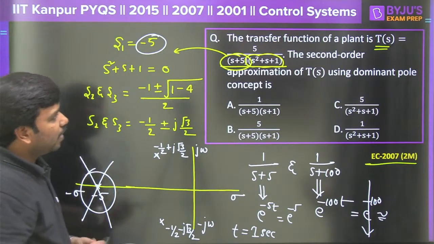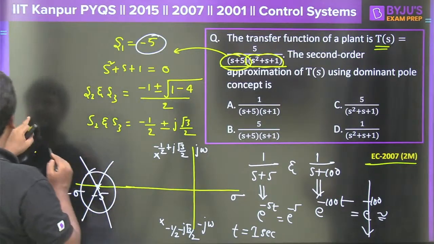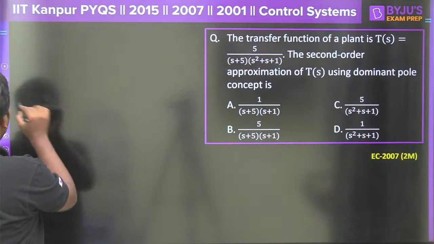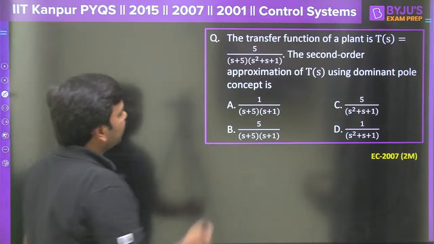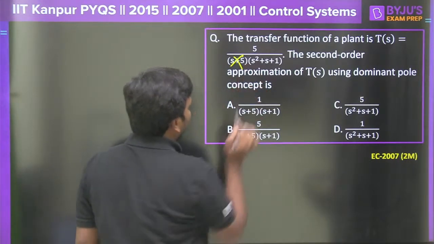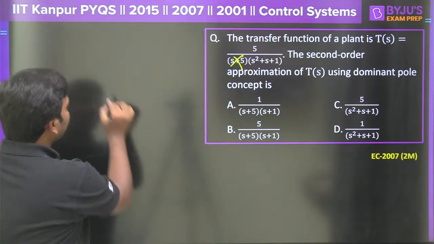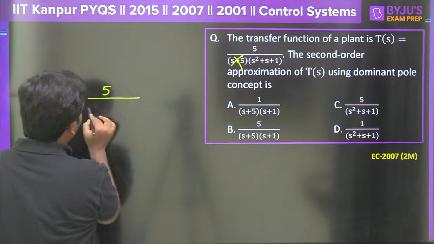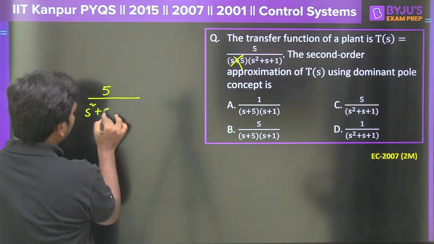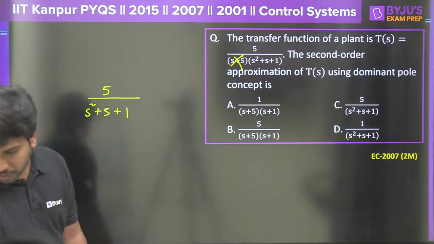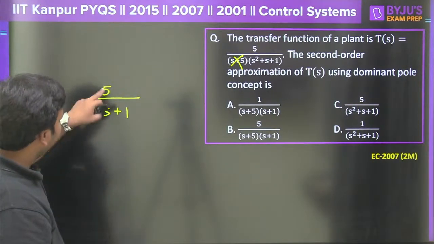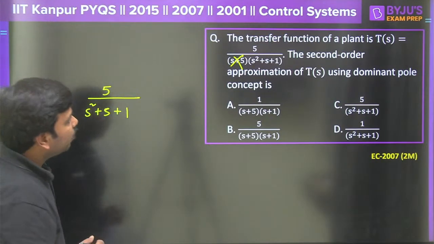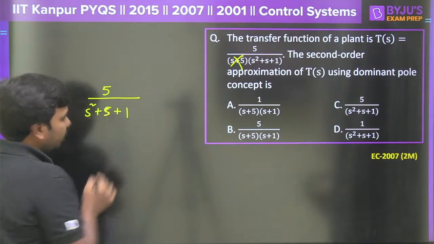When you neglect that, what will be the transfer function now? Is this concept clear? All of you please put it in the comment box. I am saying just simply neglect this one. So when you neglect it, you will have 5 divided by s square plus s plus 1. Is it clear or not? Yes, 5 by s square plus s plus 1.